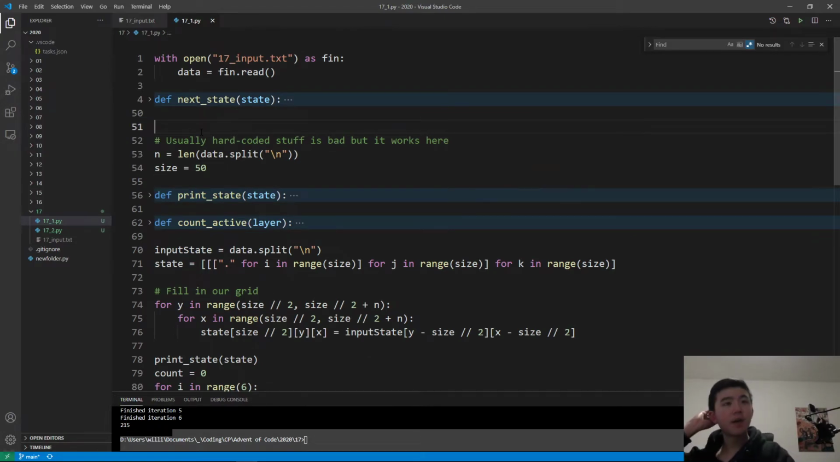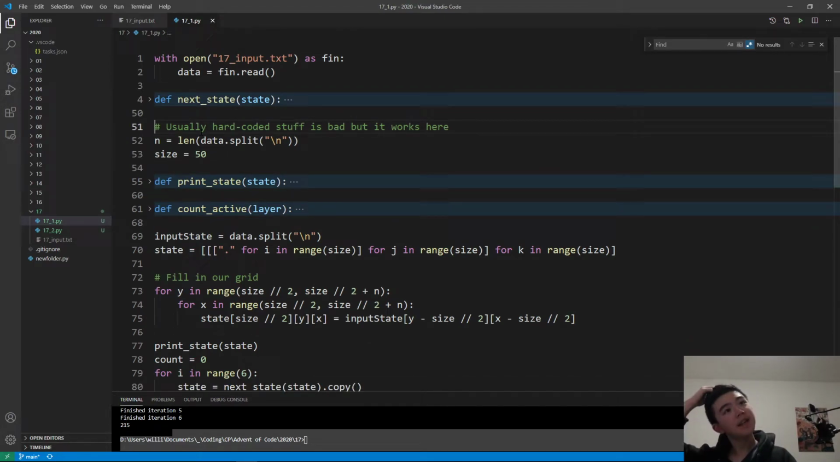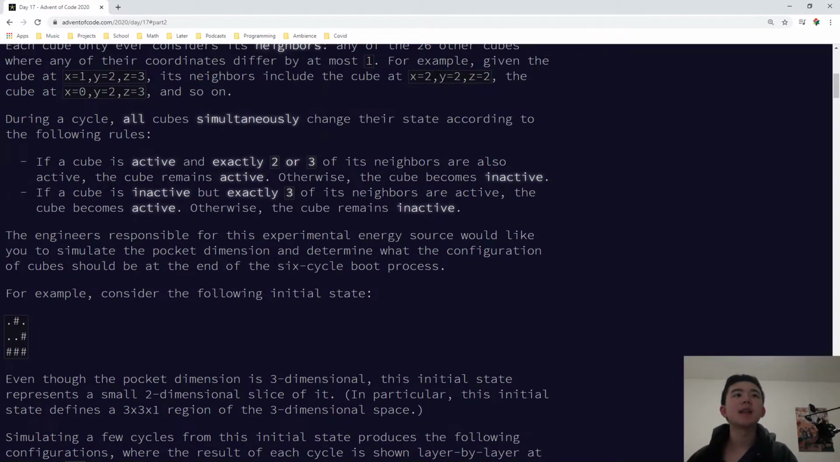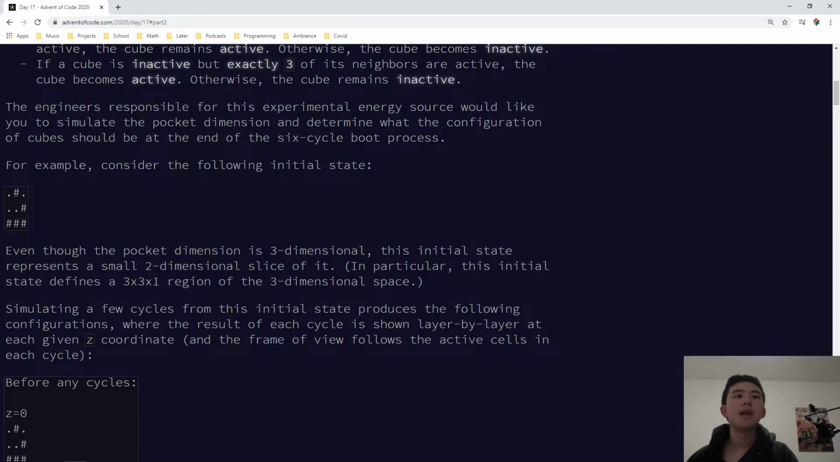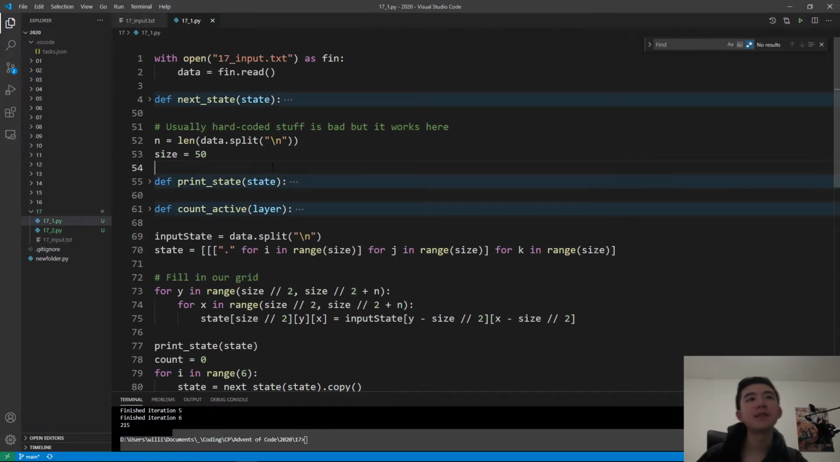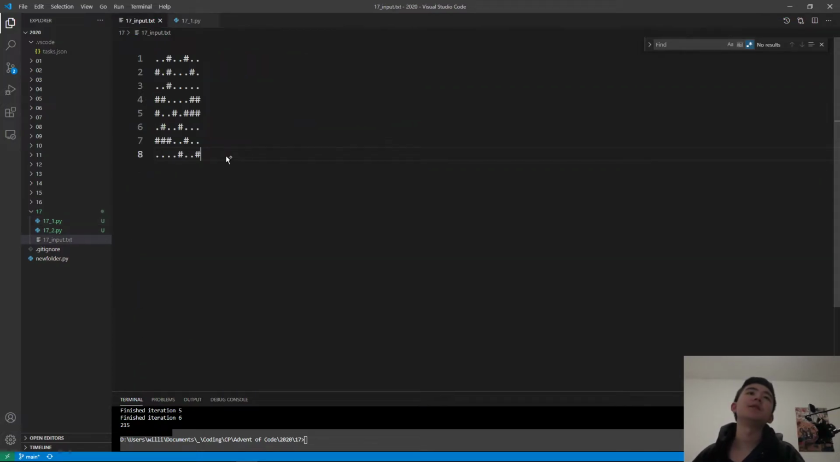Okay, after that, our n is basically how large this is. We're not exactly given that this thing is going to be n by n. We're not given that this is going to be a square, but my input is a square. I'm going to assume your input's also a square. So we're just going to assume it's a square. And the side length of the square is going to be how many lines are in our input.